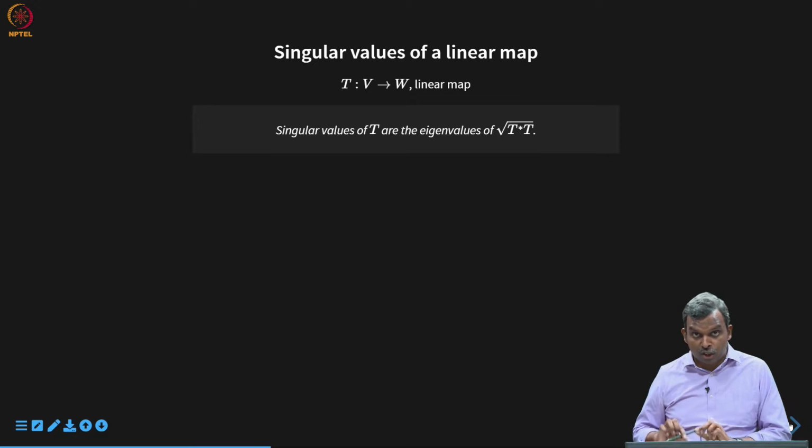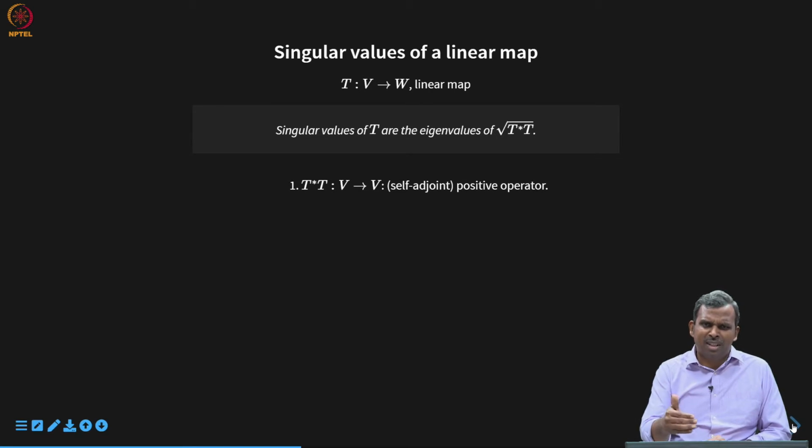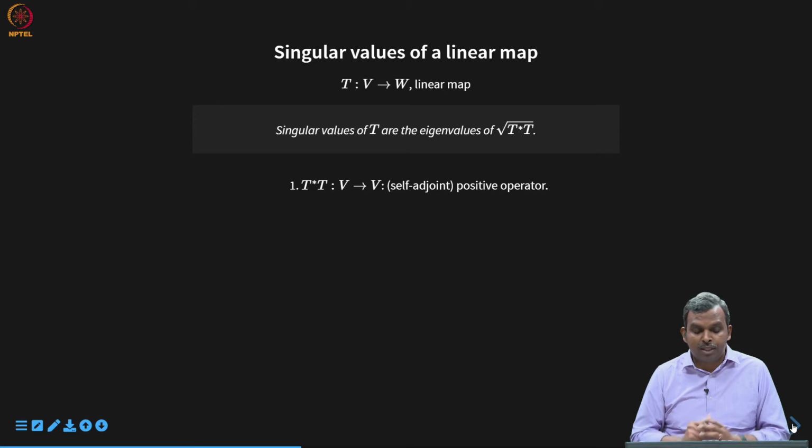Okay, so T star is the adjoint of T, and this is the square root. There are quite a few interesting properties in just this definition. It's an easy enough definition, but quite a few interesting properties. The first property is that this is a properly well-defined thing. I mean, it's not something wrong.